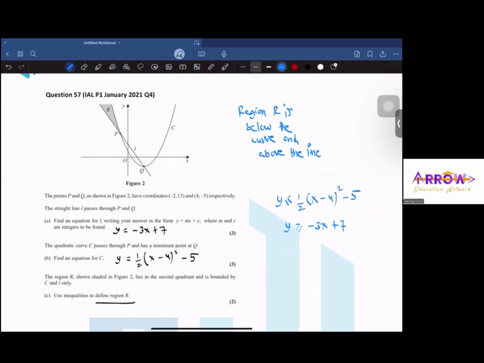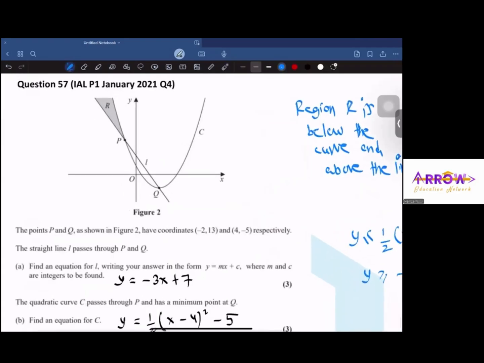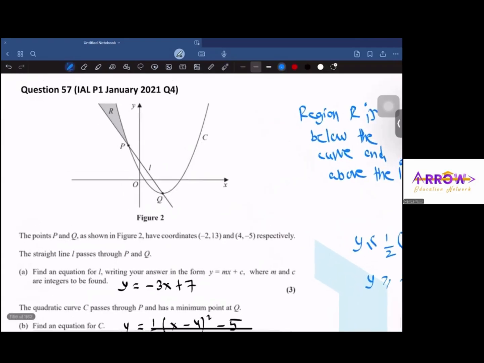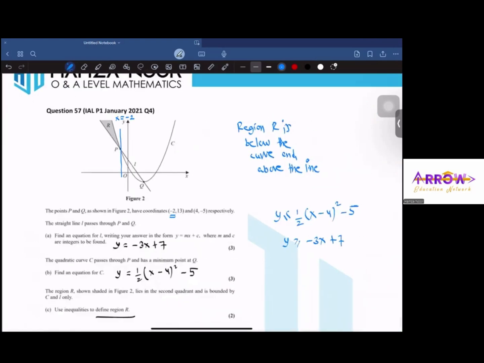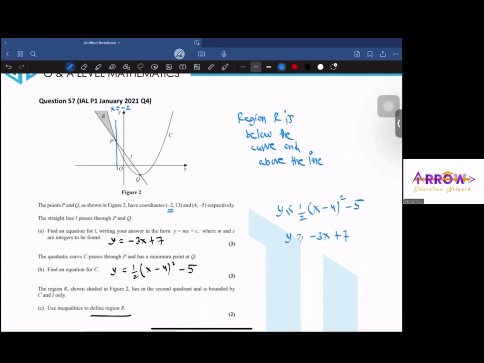So as we can see, the region R is restricted up till the x coordinate of point P. What is the x coordinate of point P? This is minus 2. So we have a vertical line, which is x is equal to minus 2 over here. Okay, so we can say that the third inequality in the process is x is less than or equal to minus 2. All right.